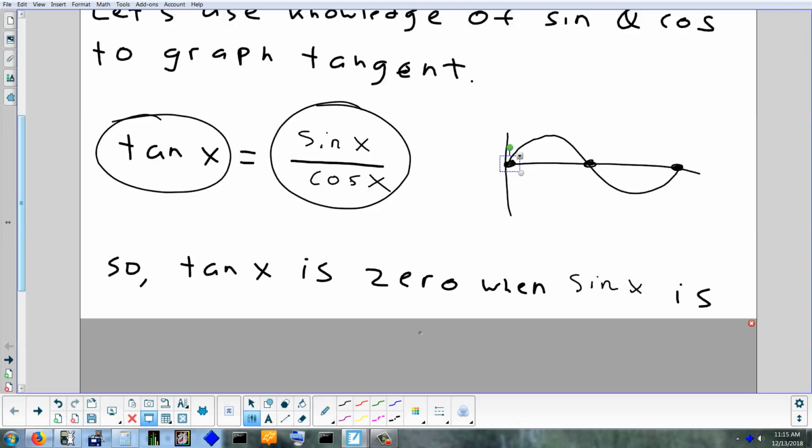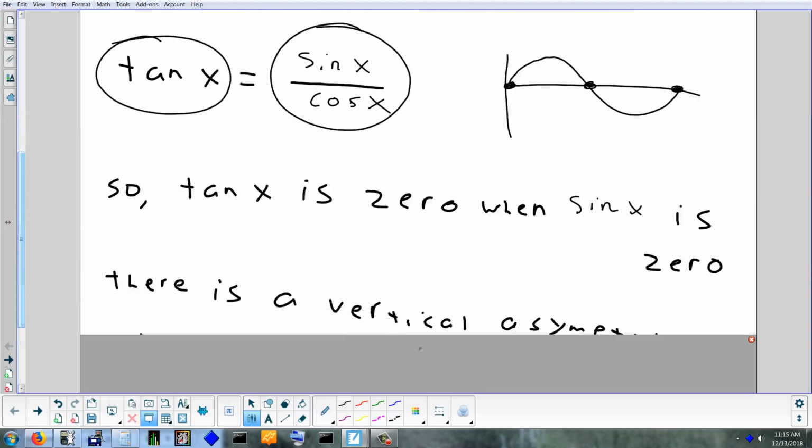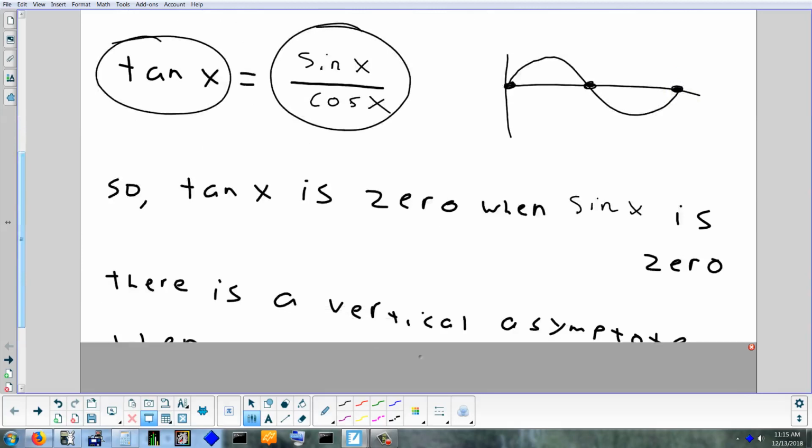So 0, pi, 2 pi, 3 pi, 4 pi, 5 pi, 6 pi. Every integer multiple of pi is where sine is 0, which means that's where tangent is also going to be 0. So that's helpful. Now we know the x-intercepts for the graph of tangent. But we're also going to have asymptotes.